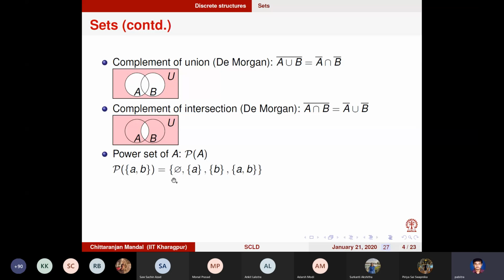So this is a four-element set. Note that the elements of the power set are not A or B; they are subsets of the set {A, B}, so they are sets themselves. Null is the null set, the empty set. A is a singleton set. B is a singleton set. AB is a two-element set. These are the elements of the power set. Naturally, you can easily verify that if a set A has cardinality n, the power set will have cardinality 2 to the power n, because there are 2 to the power n possible subsets of A if A is of cardinality n.